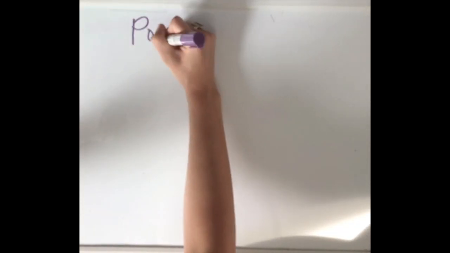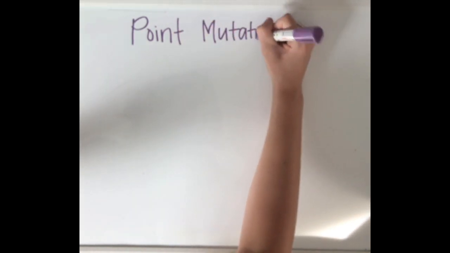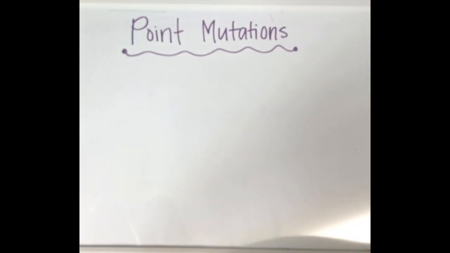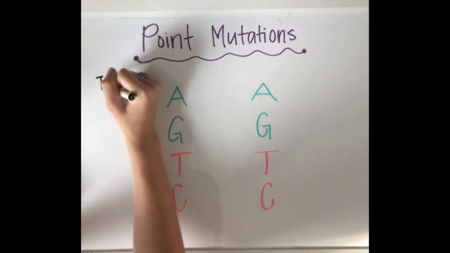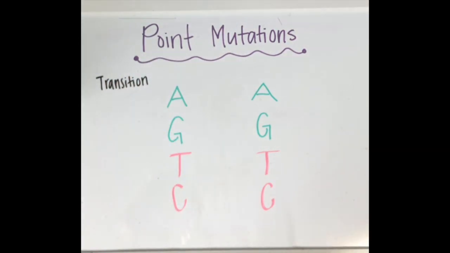A point mutation within a DNA sequence occurs whenever one nitrogenous base is substituted for another. There are two different types of point mutations, and these are transitions and transversions. Transitions happen when a purine is substituted by another purine, or a pyrimidine is substituted by another pyrimidine.